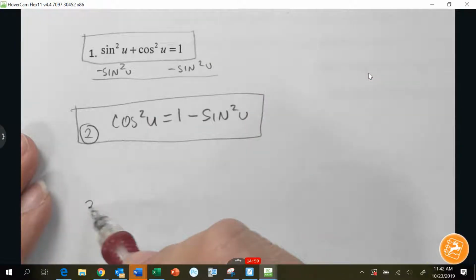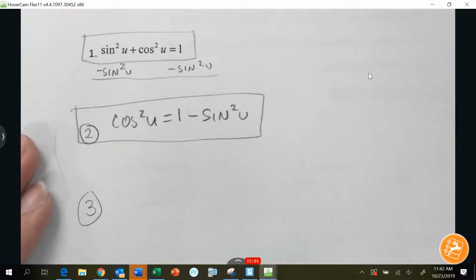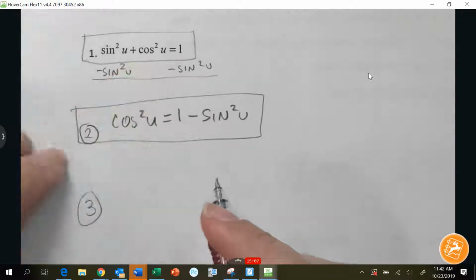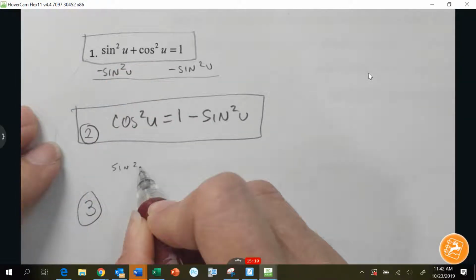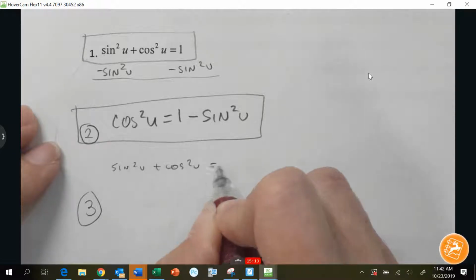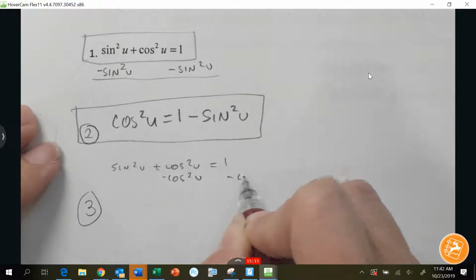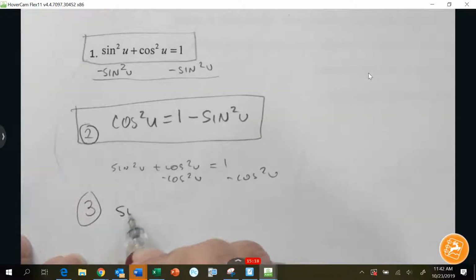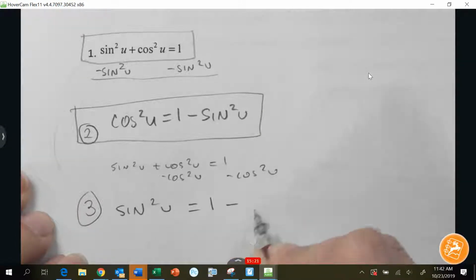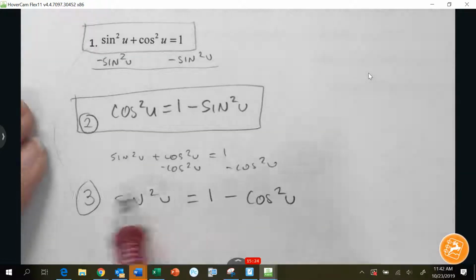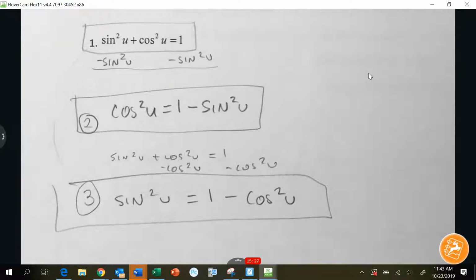Okay, for number 3, I'm going to go back to number 1, but instead of taking away sine, I'm going to take away cosine squared. So if I take away cosine squared instead, then I have sine squared u equals 1 minus cosine squared u. See, we already have 3 of them. I told you there's 9. We already have 3 of them right there. Questions about what I just did? So that was the subtraction property of equality.